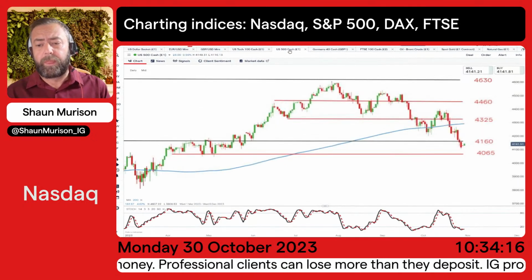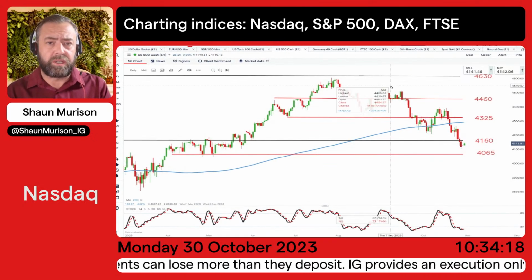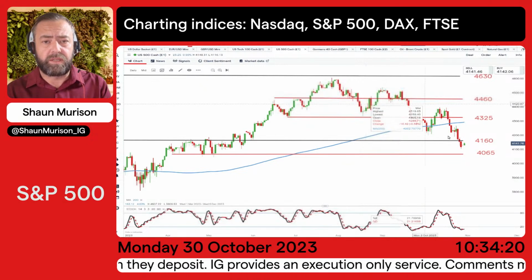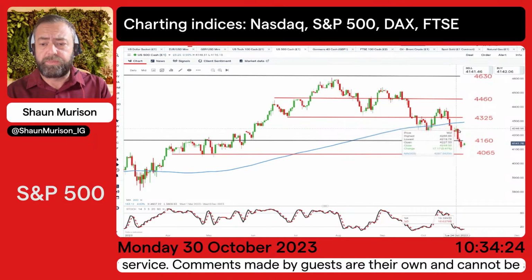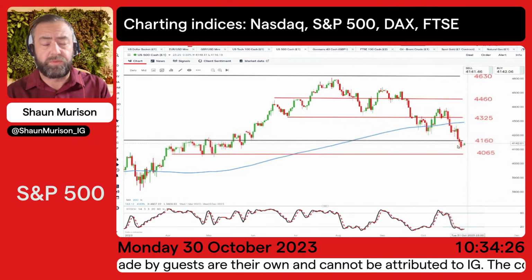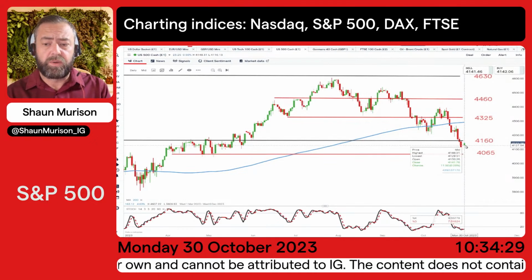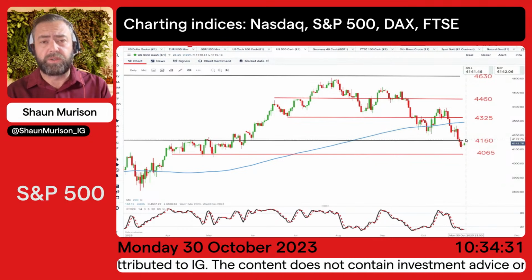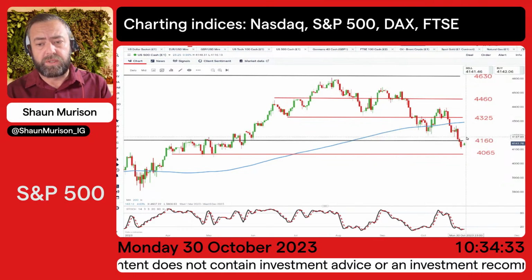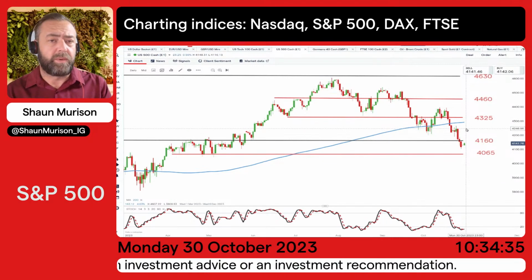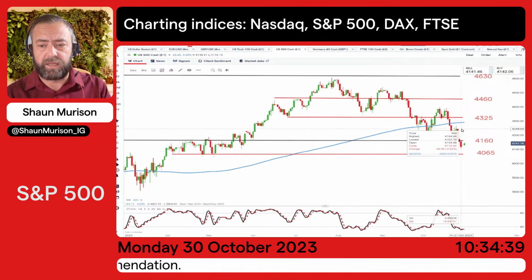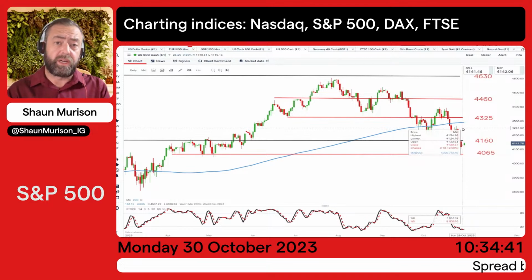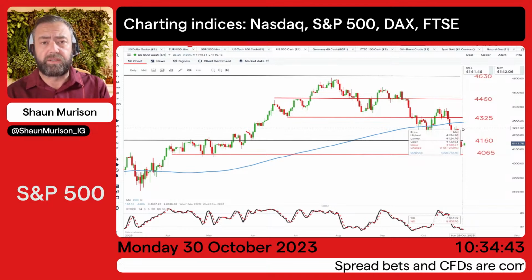S&P 500, similar picture. The long-term trend has been broken to the downside, so we are sitting in a range-bound environment. We do have a bullish price reversal forming here, but I think to get long, we'd like to see a close above that 4,160 mark before we start targeting a move higher, about 4,250. And that would be this high here. If we get through that, then maybe 4,325.